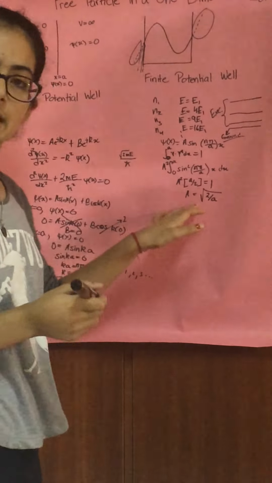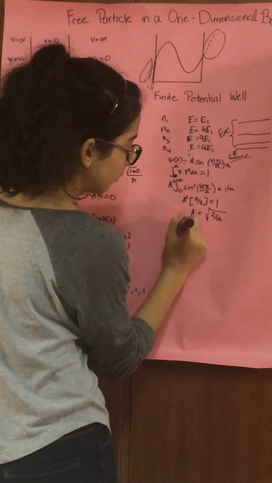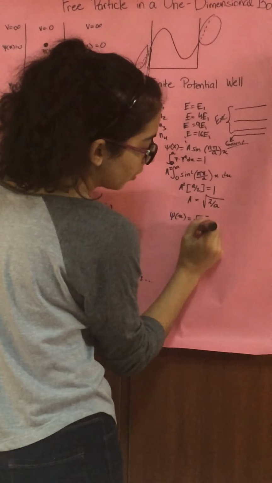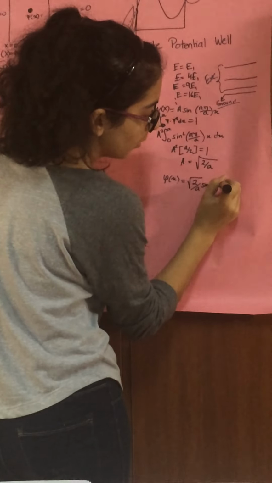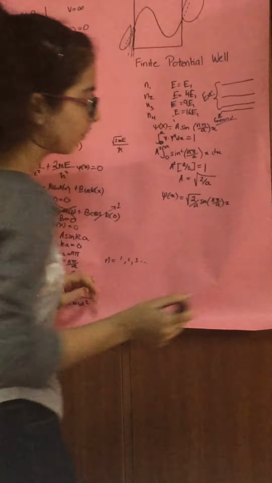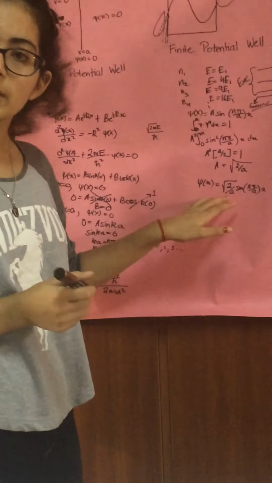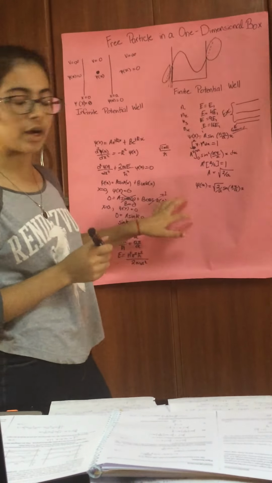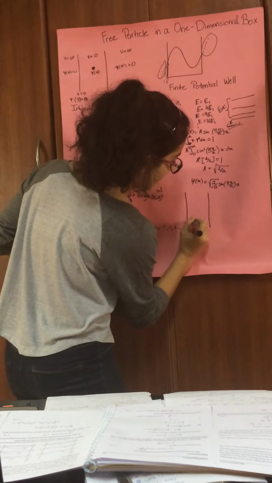Now this is the normalization constant which we get, and now we basically substitute this back inside. So we get phi equals the square root of 2 divided by a, times sine of n pi by a x. So what this equation basically shows us is the wave function for the particle in a box. We can draw this out where it becomes like this.